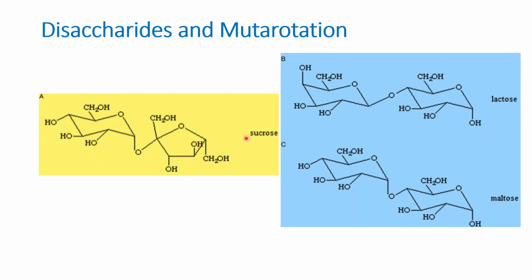So now let us see some of the disaccharide molecules and observe their structures. These are examples of sucrose, lactose, and maltose. This is like an exercise for us. All I want you to see is how to locate the anomeric carbon.